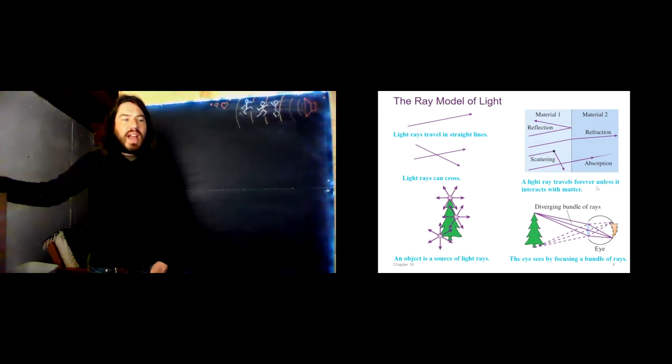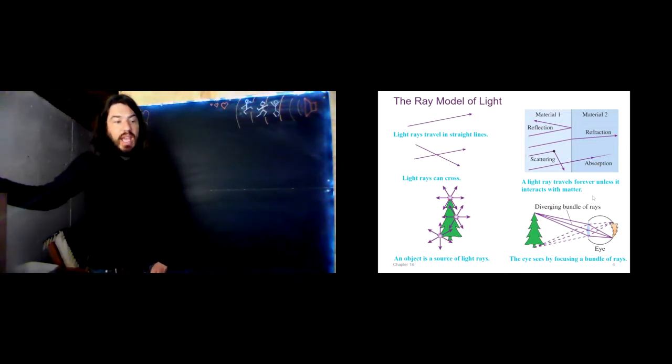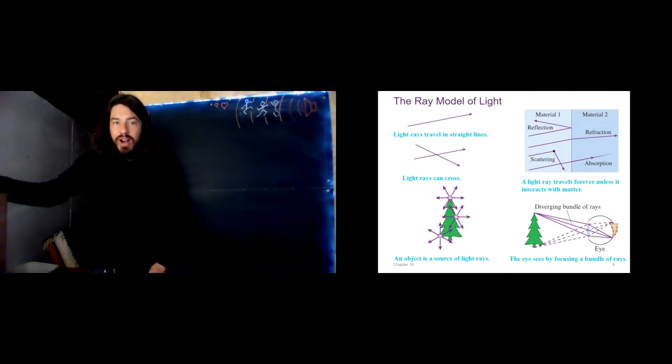Light rays travel forever unless they interact with matter. So it might bounce off of a surface, it might scatter off of some particulates in the air, it might bend because it went from one material into another, or it might actually get absorbed by some material. And we can understand images formed, including the one that is formed on our retina by our eyeball, by thinking about bundles of rays which diverge from an object.